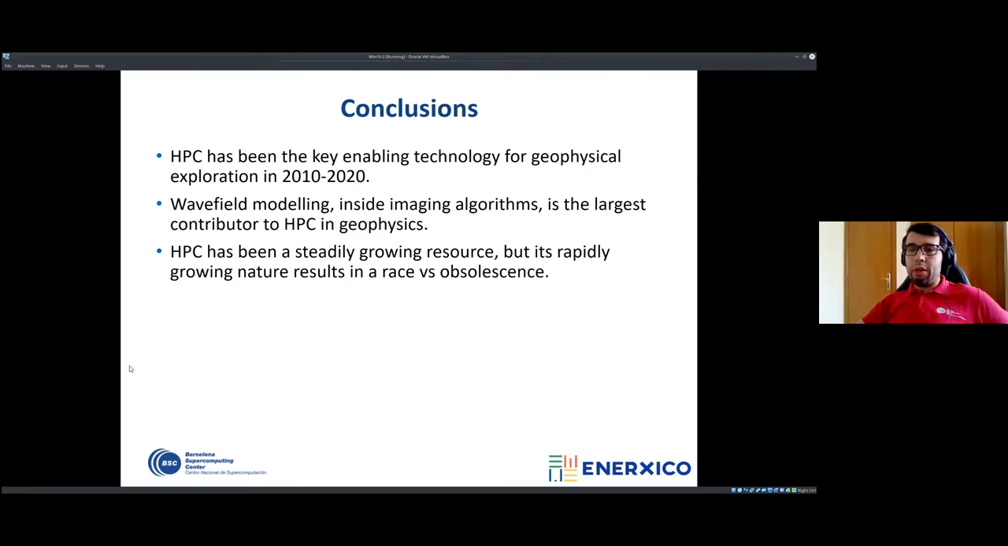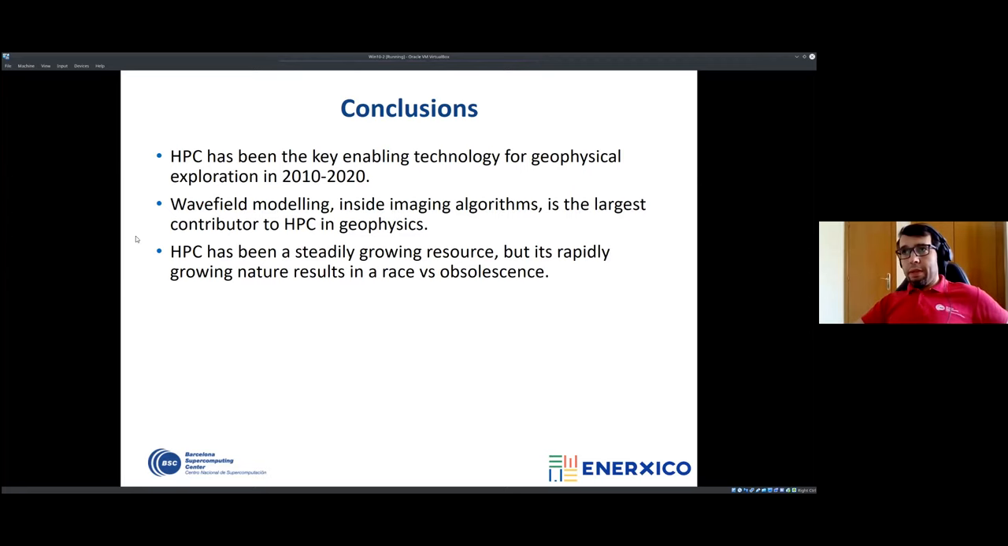Okay? Without HPC, many of the imaging algorithms which now are producing, or being able to reduce the costs of many operations of these companies would just not be possible. And you cannot compensate that just with data. Plus, data is much more expensive to acquire than having those algorithms in place in HPC systems. So definitely HPC has been the fundamental contributor to geophysical exploration in the last decade.